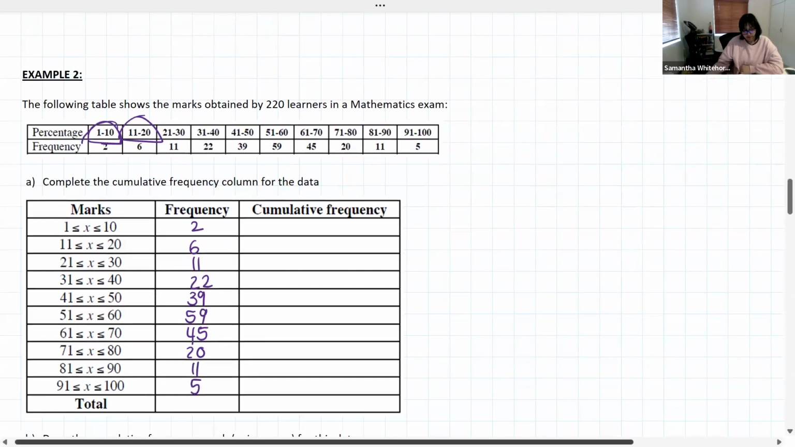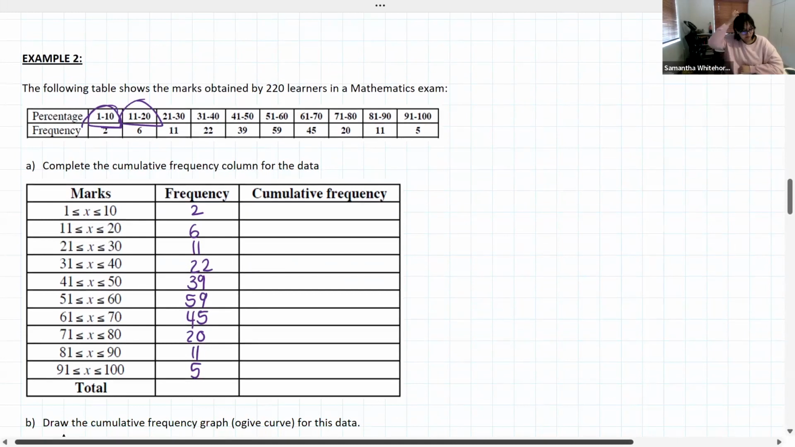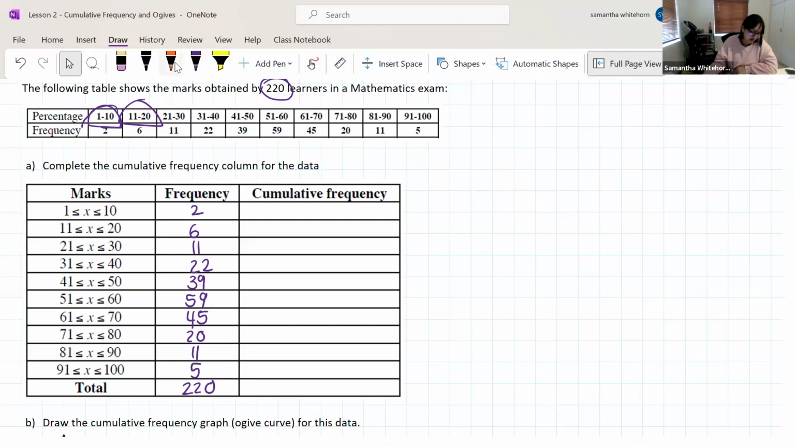Okay. Now, you can go and double check that those numbers add up to 220. Why 220? Well, because we were told 220 learners. The total should always be the total number of data points that you have. So our total here would be 220. Right, the important bit though is that we've been asked to fill in the cumulative frequency.